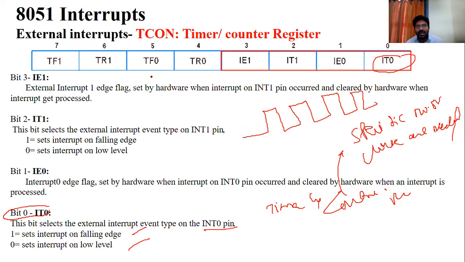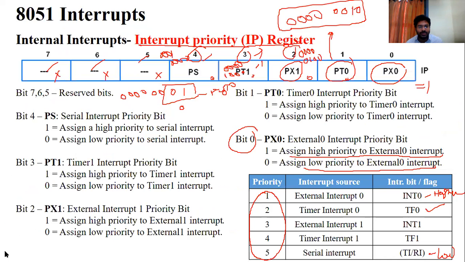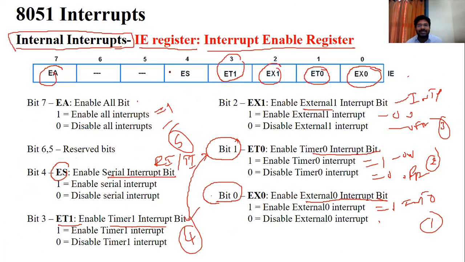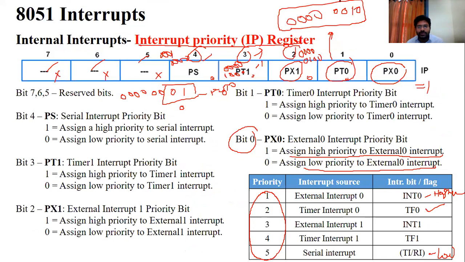So this register is not an accessible register. How to access these interrupts? These interrupts can be accessed by using the interrupt enable register. All the 5 interrupts you are going to access by using this interrupt enable. So what is the IP register? See this once again, IP register. Out of these 5 interrupts, which one are we going to execute first? That will be decided by this interrupt priority register.